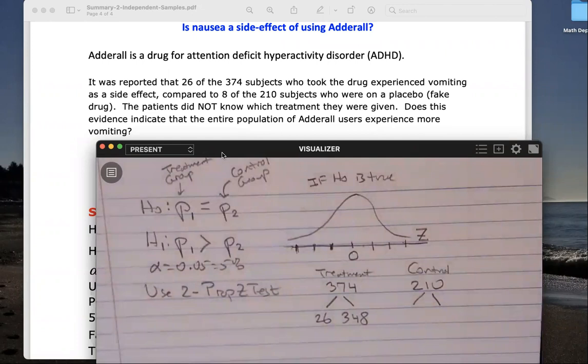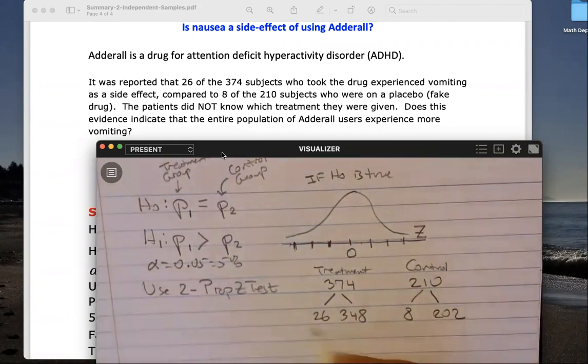I do. Now, how about over here? Well, let's see. I got 8 over here and 202 over here. Do I have at least 10 in each pile? Oops, we don't. The conditions are not met. At least 10 in each pile? No. Conditions are not met.